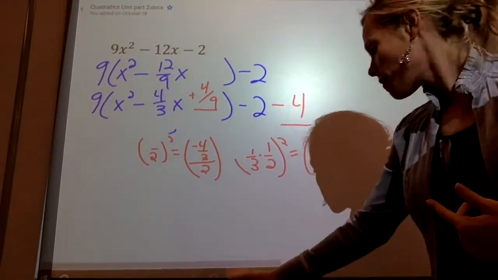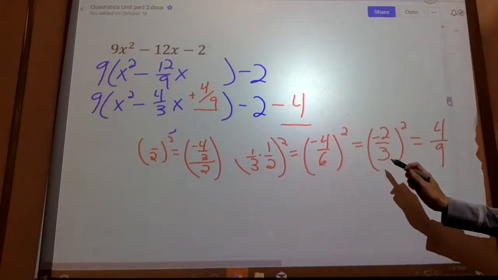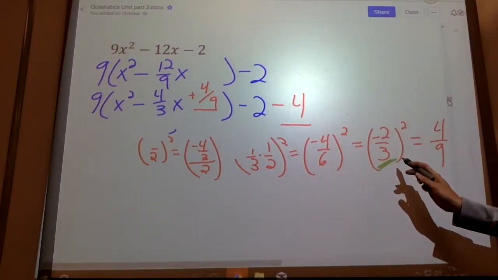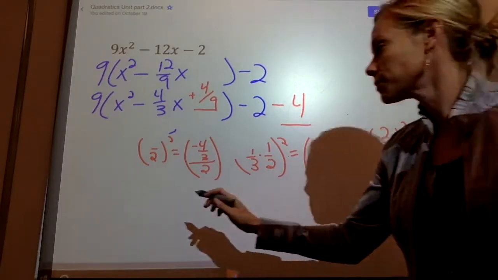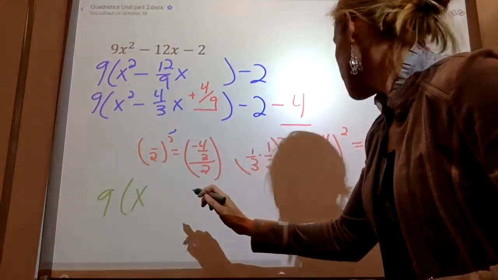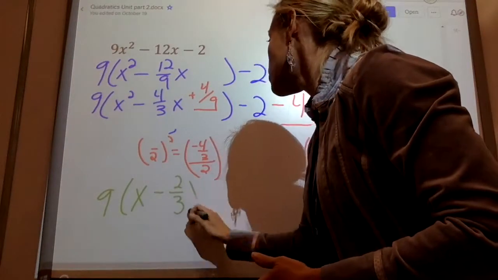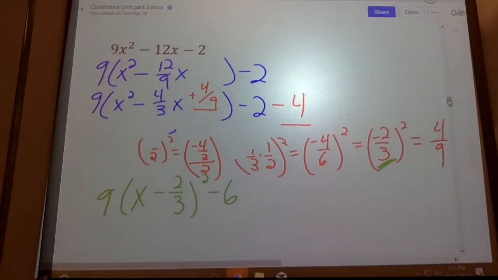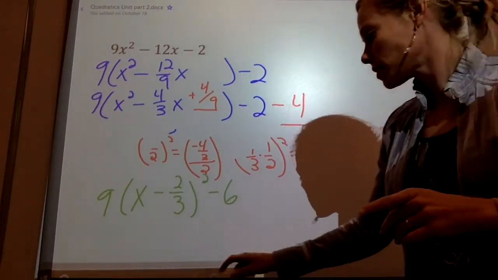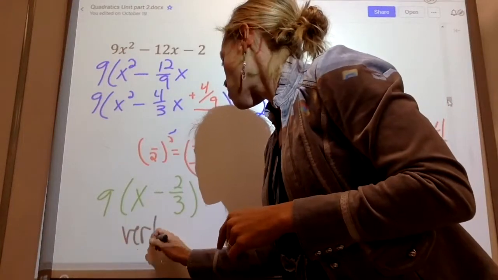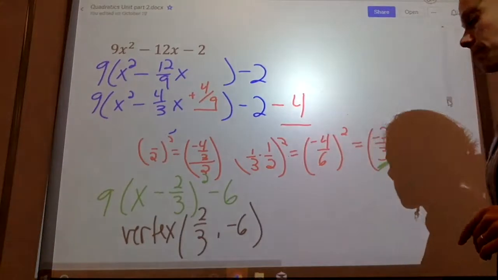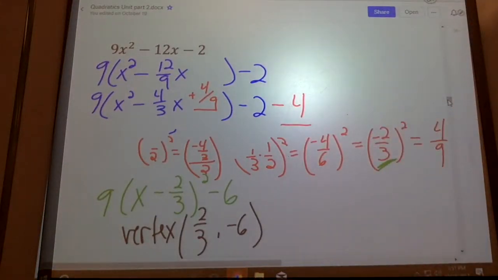So then I can factor, which, thank goodness, because now I know b over 2 before I square it is the number that goes in the binomial. So less thinking on that part. 9 times x minus 2/3 squared minus 6. And then I can stop there and say what my vertex is. My vertex is going to be 2/3, negative 6. And then I still need to keep going. I need to solve.